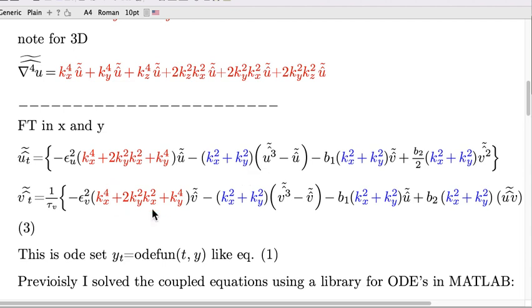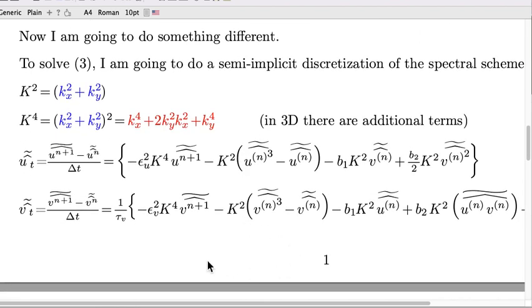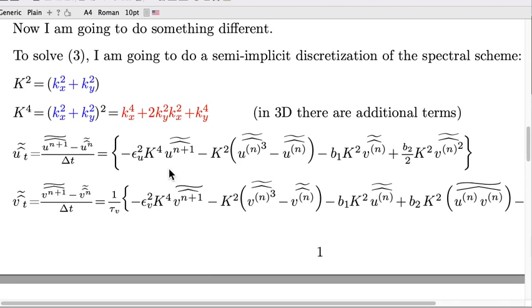And what I'm going to do now is use a semi-implicit discretization as is shown here. So what I have here is I choose the value of the u variable at the next time step for the term corresponding to the fourth order derivative. For the remaining terms, I am just going to use the value of u at the present time step. Similarly for b, at the next time step, I'm going to choose the term corresponding to the fourth order derivative, and for the remaining terms, I'm going to choose the value of u and b at the present time step.